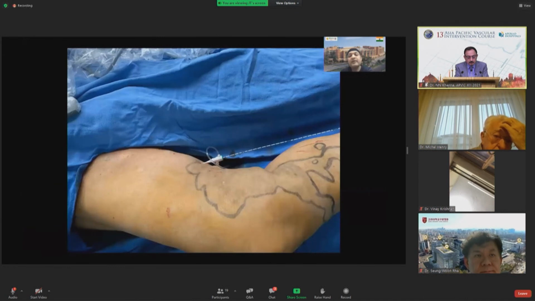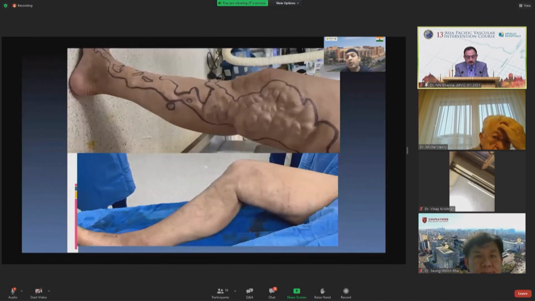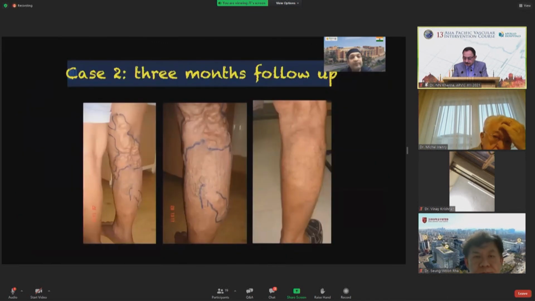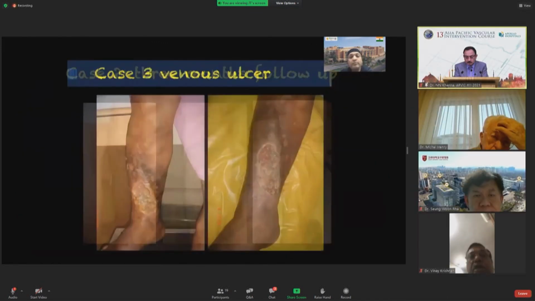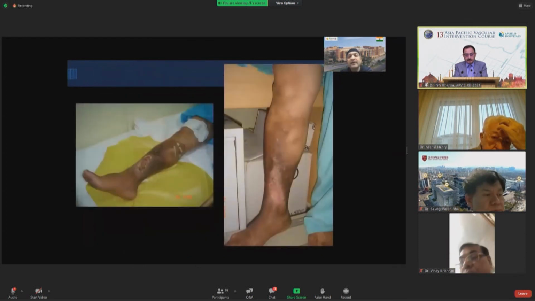Let me show you some examples of varicose veins. Huge varicose veins in the leg: put in a 6 French sheath, 1940 laser, local anesthesia, foam sclerotherapy, and on the table in 20 minutes you can get beautiful results. Another example, a 3-month follow-up with the laser and foam. Another patient with a venous ulcer: 4-layer compression dressings, lasers, antibiotics, and in 6 weeks you can heal these ulcers very well.